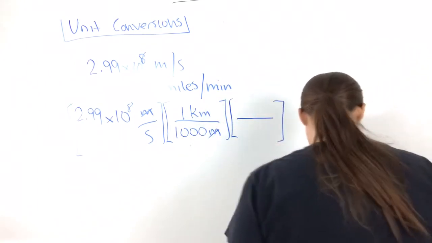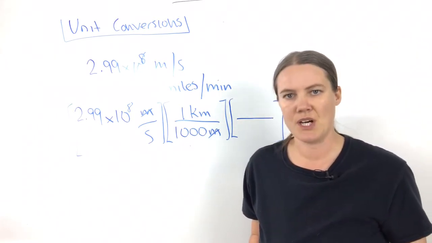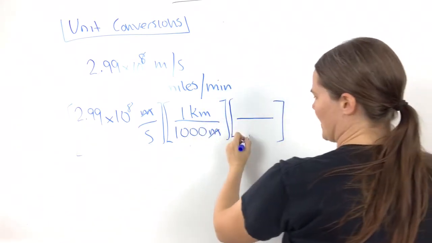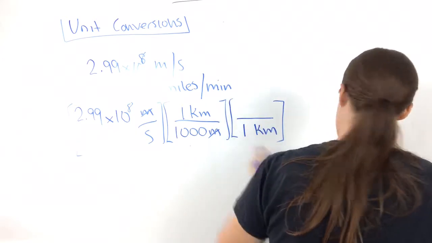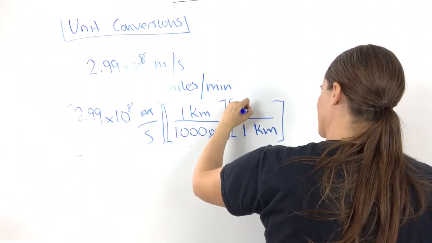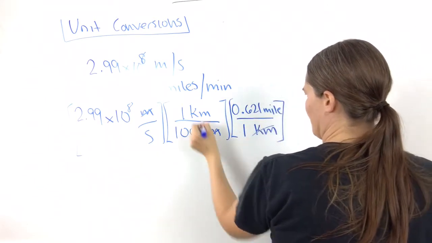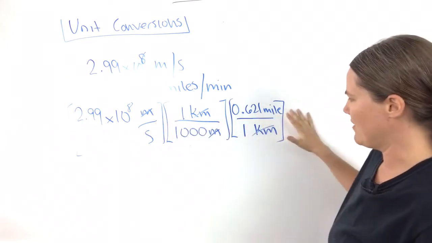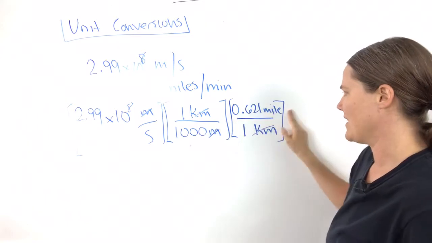And the conversion for kilometer to mile is there's 0.621 mile in 1 kilometer. And I want the kilometer to cancel, so I'm putting the kilometer on the bottom and the mile on the top. So I have 0.621 miles. Kilometers cancel. If I were to go through this math, I would have miles per second. Those are the units that I have right now.